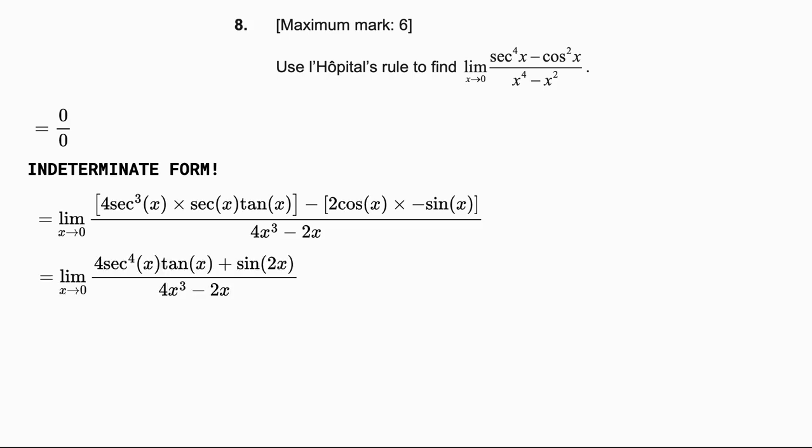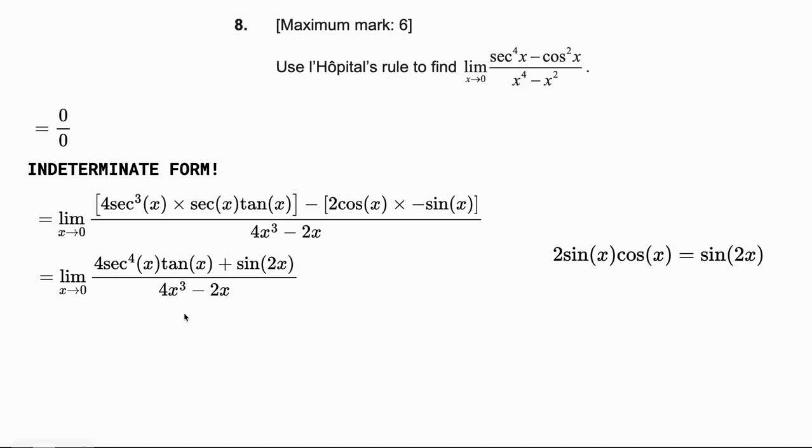After further simplifying it, we get the following expression. And I've used this trig identity to go from 2 sine of x cosine of x to sine of 2x. However, if we plug in x equals 0 into this expression, we get another indeterminate form, 0 over 0. So we use L'Hopital's rule again.